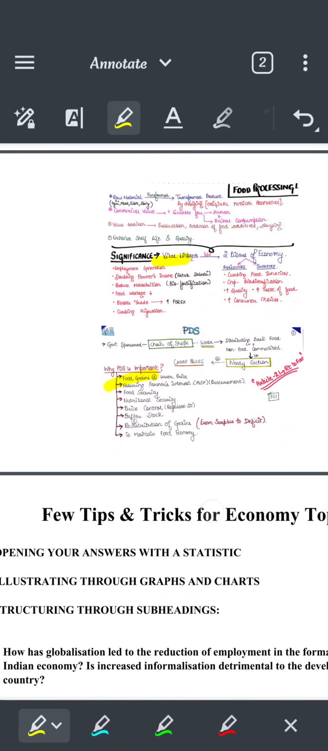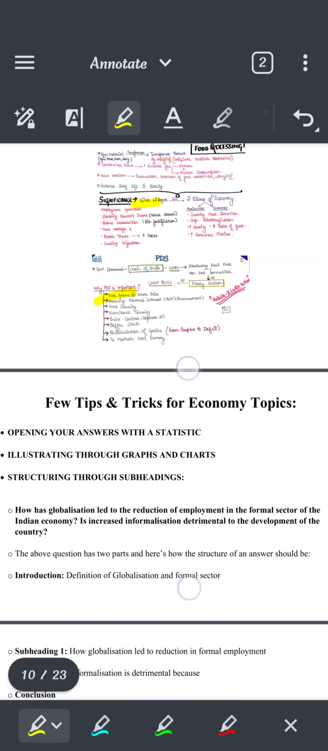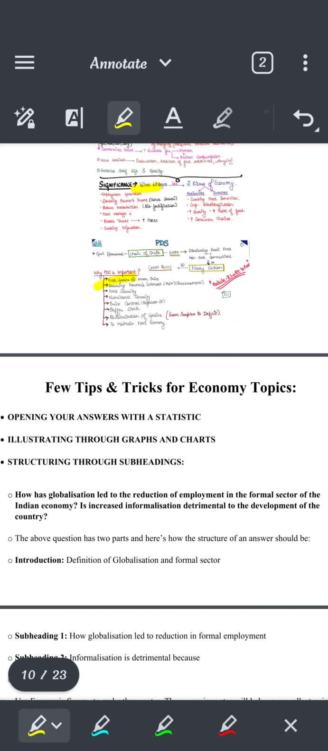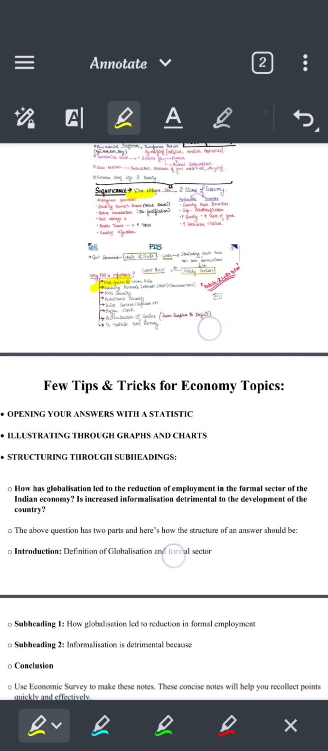Okay, so next are a few tips and tricks for the economy topics. Opening your answers with a statistic, illustrating through diagrams and charts is very important, and structuring through subheadings is also very important.